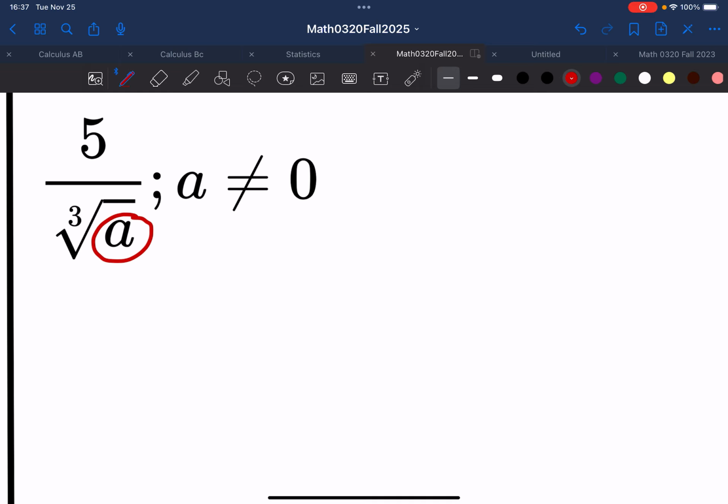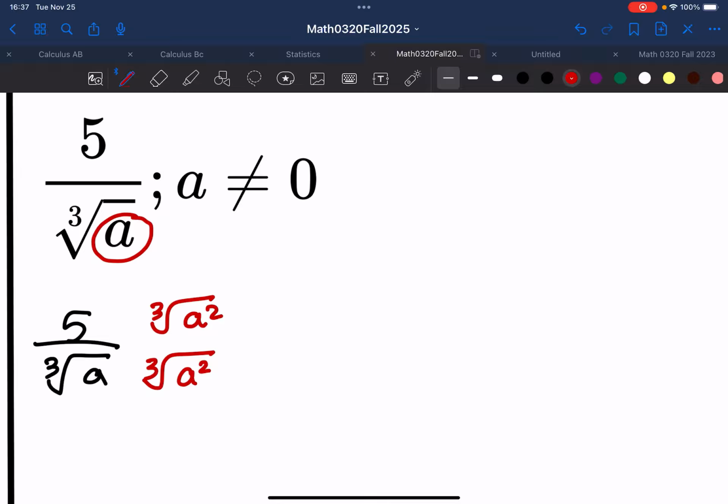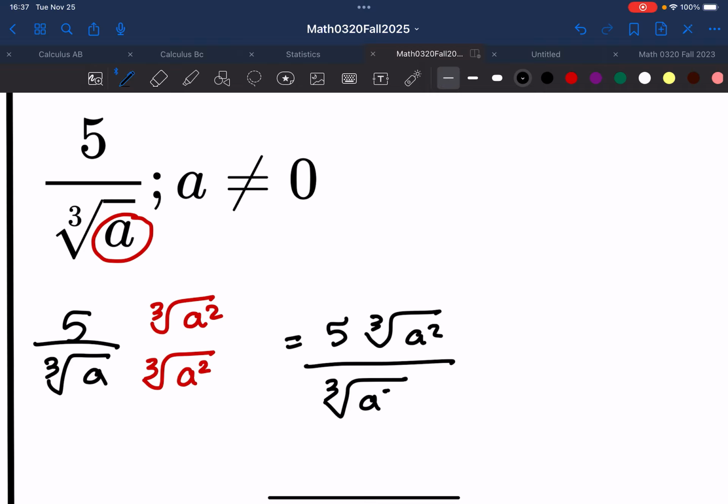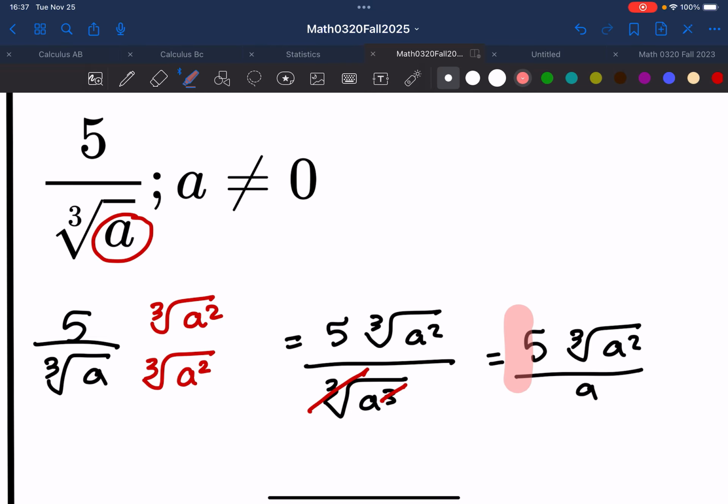Which means we are going to take 5 over the cube root of a, and we are going to multiply both the top and the bottom by the cube root of a squared, which means we get 5 cube root of a squared over the cube root of a cubed. The cube root and the cube cancel, so we are left with 5 cube root of a squared over a. And that would be our answer.